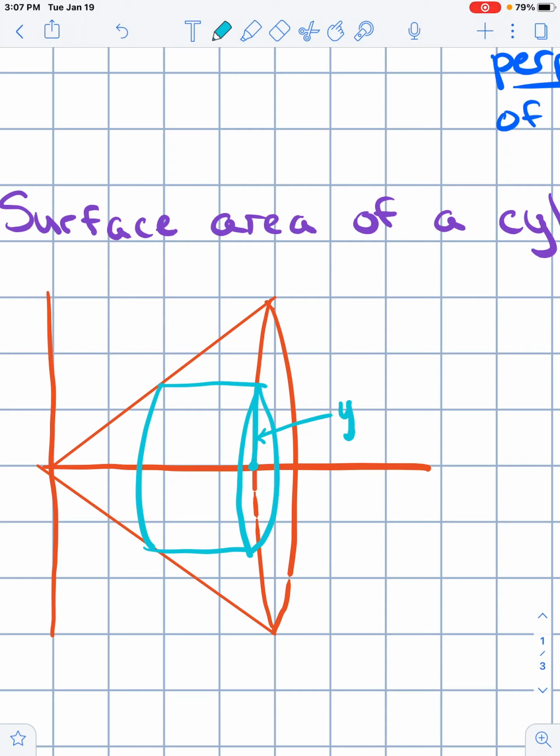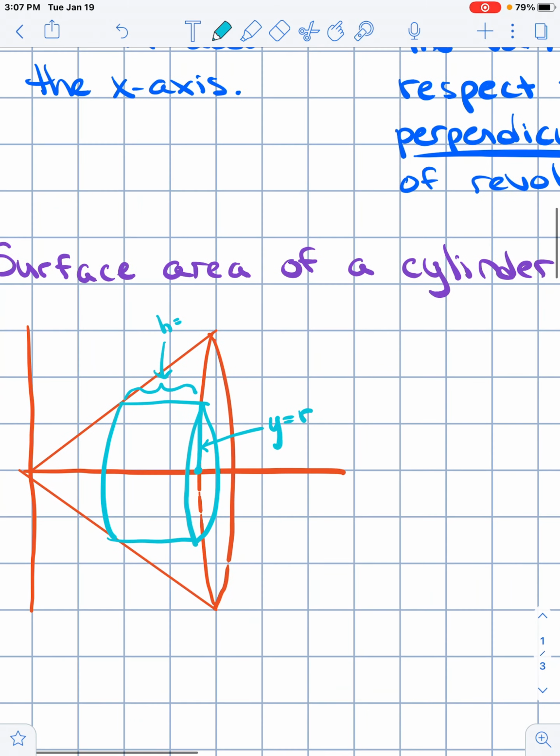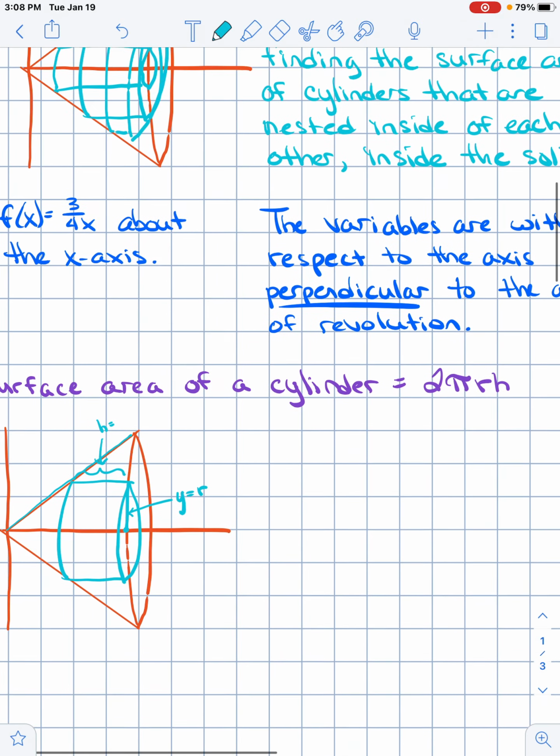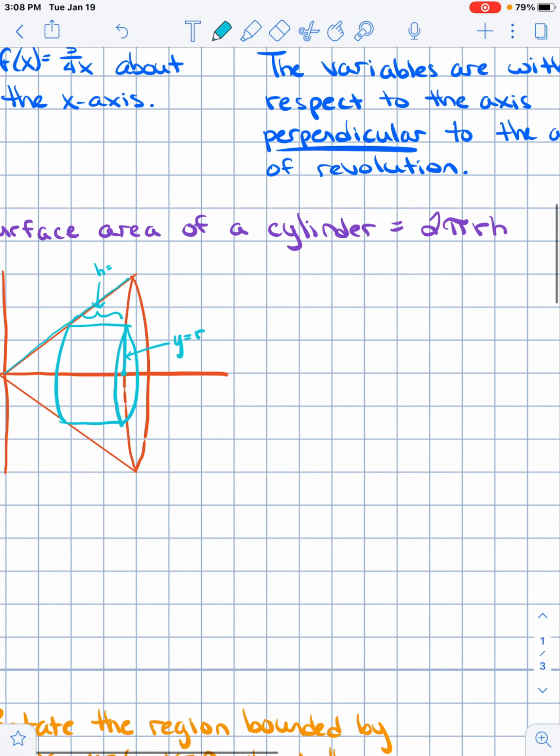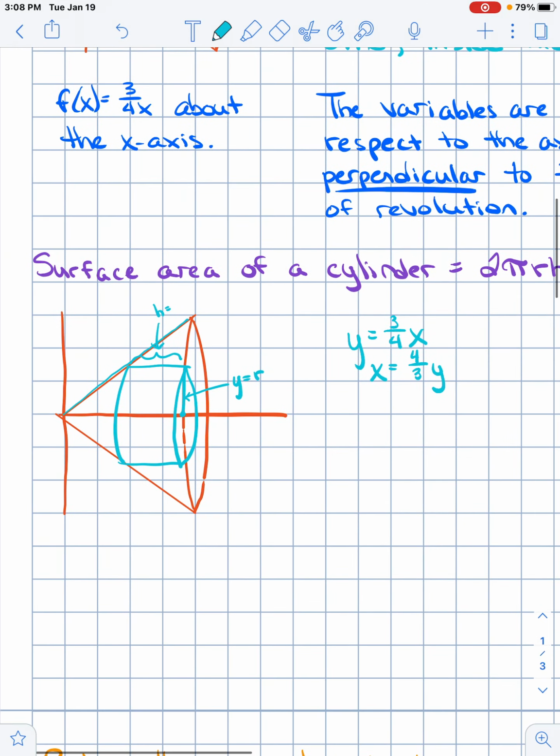The height of the cylinder now is, since we wrote the radius as a function of y, the height of this cylinder must also be a function of y. So we've got a little bit of work to do here. We know that the height is determined by where we are along this equation. So to figure out that height, we need to take the equation y equals 3/4 x, and write it with respect to y. So x equals 4/3 y.